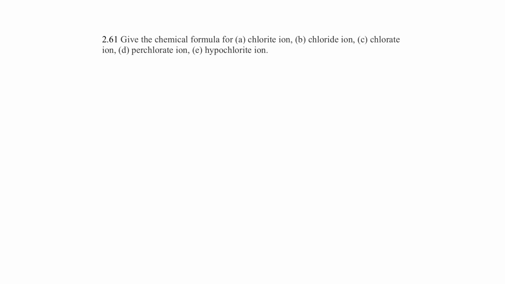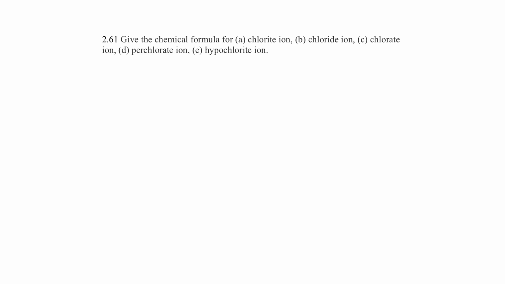Into the chapter questions. Question number 61. Give a chemical formula for the chlorite ion, chloride ion, chlorate ion, perchlorate ion, hypochlorite ion. Okay, the easy one is chloride. All right, so B is the chloride.